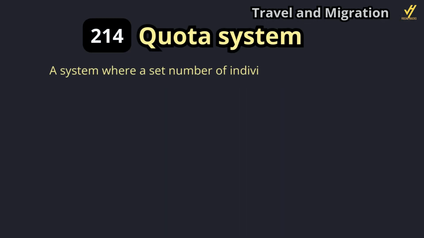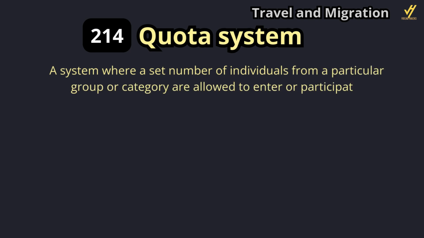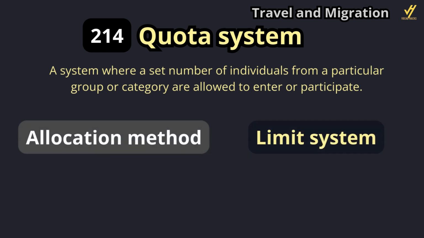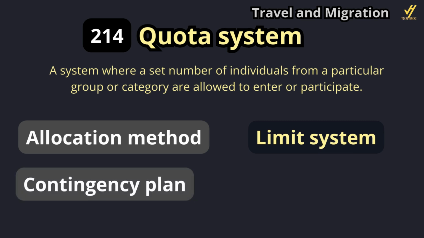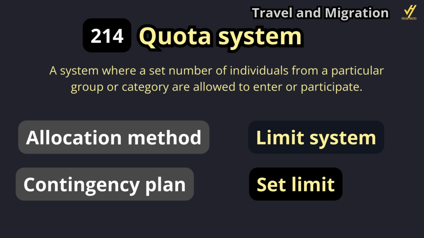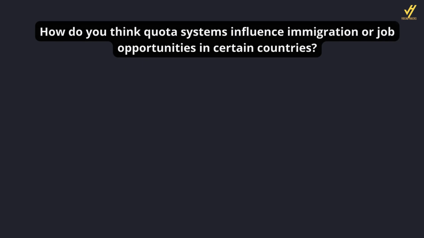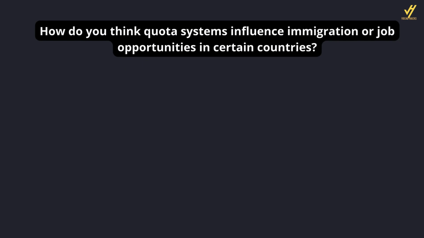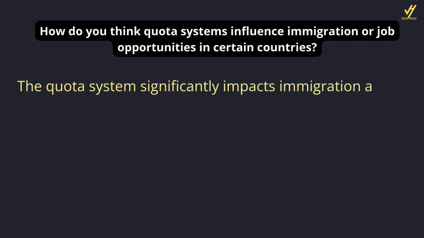Quota system. A system where a set number of individuals from a particular group or category are allowed to enter or participate. Allocation method. Limit system. Contingency plan. Set limit. How do you think quota systems influence immigration or job opportunities in certain countries?